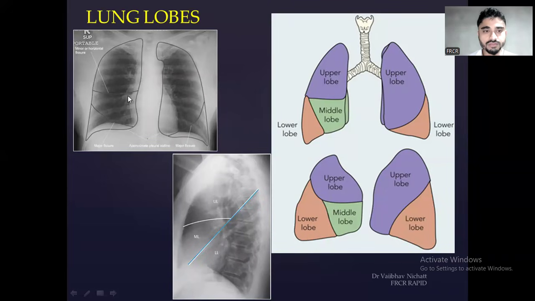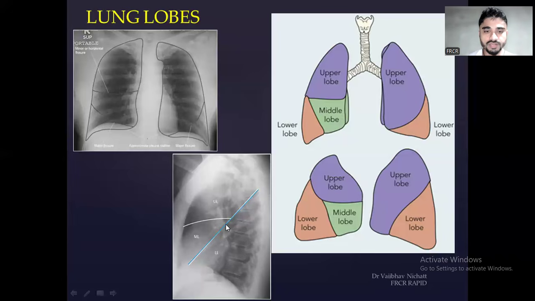exactly where. So this is the frontal chest radiograph. Here you can see this is the horizontal fissure and this is the oblique fissure. The horizontal fissure is also known as the minor fissure and the oblique fissure is also known as the major fissure. This is on the right side. So this is the right upper lobe, right middle lobe and right lower lobe, and this is on the left side. On the left side there is only one fissure, that is the major fissure, which divides the left lung into upper lobe and lower lobe.